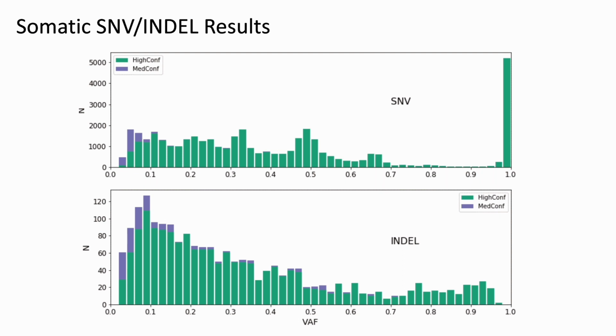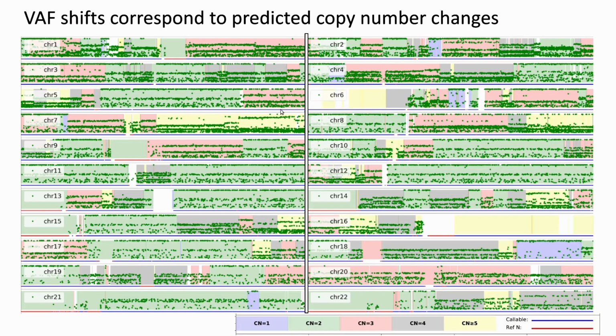This slide shows the histograms of the variant allele frequencies for all the somatic mutations in our high confidence reference call set. The SNVs are on the top and the indels are on the bottom. It is quite obvious that there are multiple peaks for the SNV VAFs at around 0.67, 0.5, 0.33. These fractions correspond to VAFs from different parts of the genome.